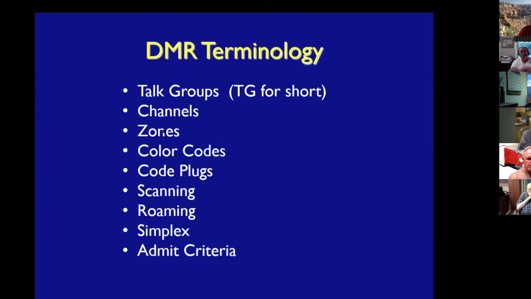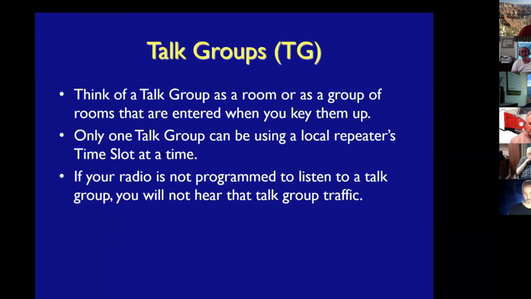So when you're thinking about getting into DMR, or if you're talking to somebody about your experiences with DMR, there's a number of terms that you're going to hear, and we're going to cover those as we move along. The talk groups, channels, zones, color codes. Oh my God, not a code plug. Scanning, roaming. Everybody knows what simplex is, I hope. And what is the admit criteria?